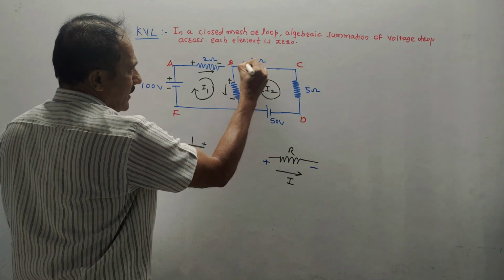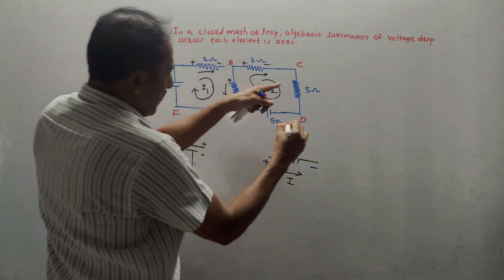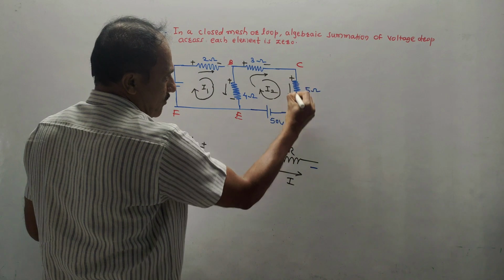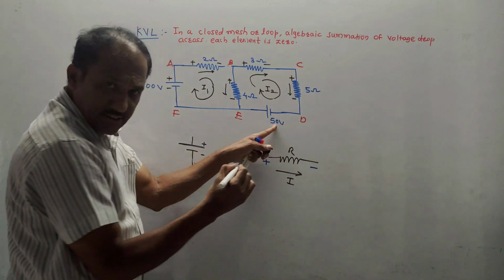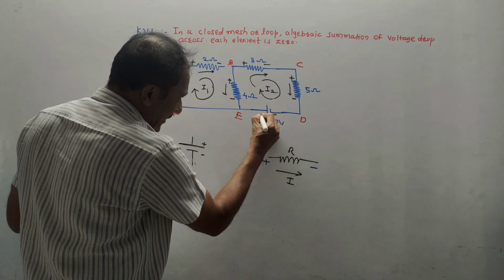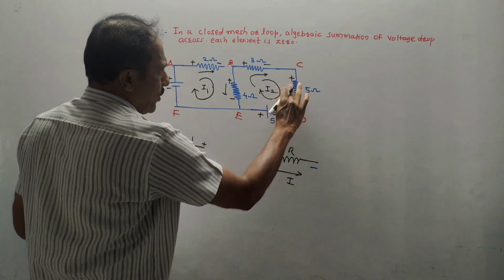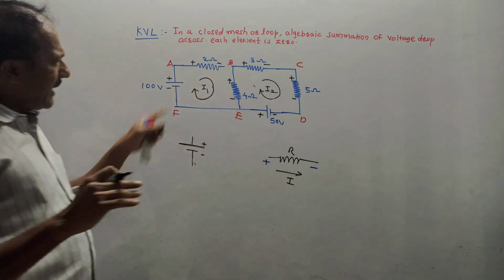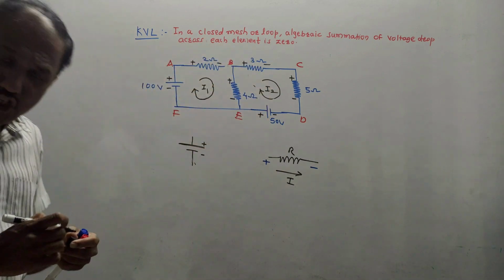So I will mark the polarity like this, plus minus. For the 5 ohm, the current I2 flows in a downward direction, so plus minus. Again, this is a voltage source of 50 volt. The shorter terminal indicates negative, the longer terminal indicates positive. So by using these simple techniques, I have marked the polarities across each element.